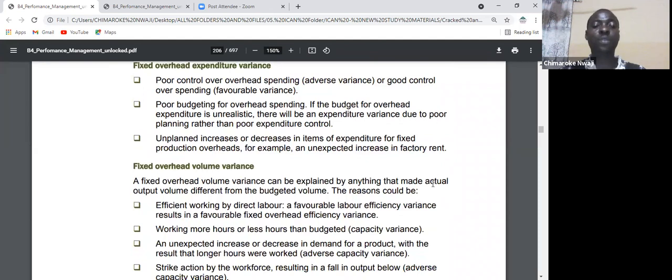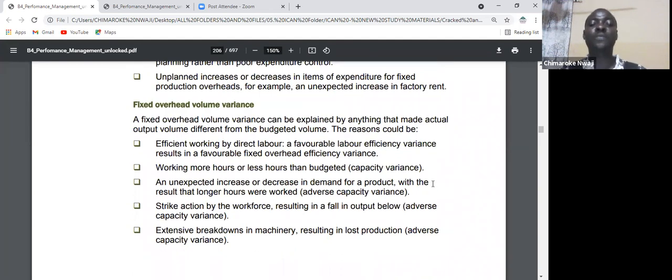Then look at volume variance. A fixed overhead volume variance can be explained by anything that's made actual output different from the budgeted output. For example, efficient working by direct labor would lead to favorable variance, maybe because they were able to save time by working efficiently, or they're able to reduce waste. So anything that gives a direct labor favorable variance will also give a favorable variance for volume.